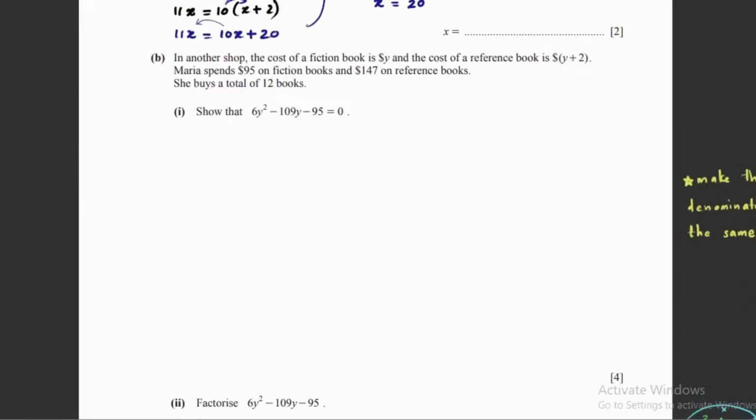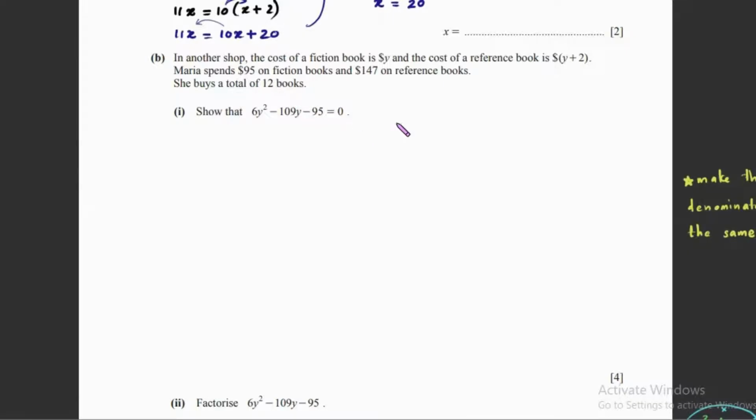In another shop, the cost of a fiction book is $y and the cost of a reference book is y plus $2. Maria spends $95 on fiction books and $147 on reference books. She buys a total of 12 books. So we need to show that we get 6y squared minus 109y minus 95 is equal to 0.